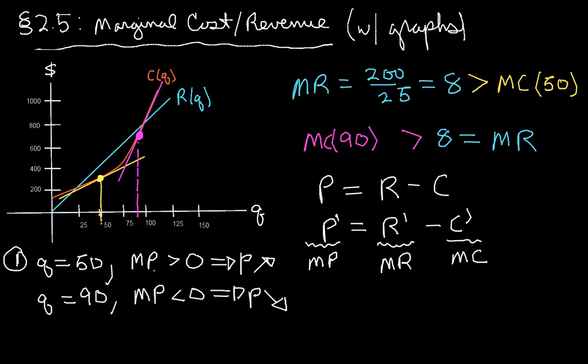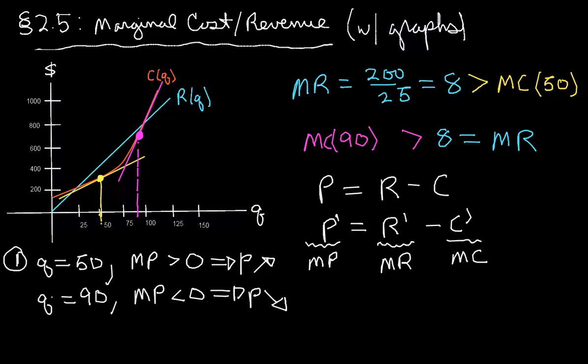Okay. Well, at the 50th item, you know that the marginal profit is positive, and so your profit should be increasing at that point. So the answer is yes. The business should produce the 50th item because it's going to give them more profit. It's just going to increase their profit.